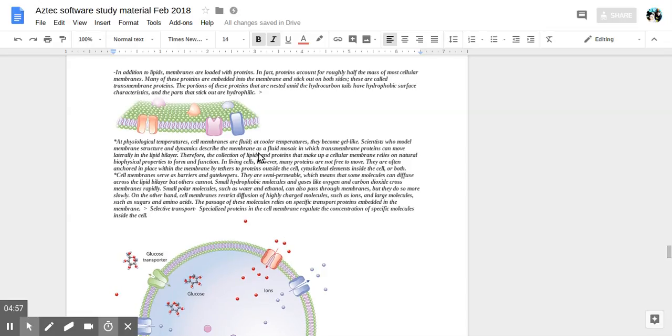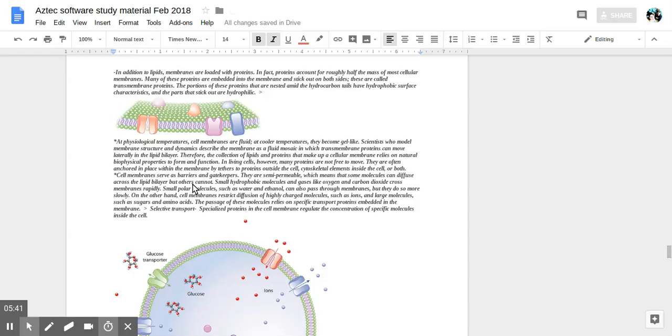Scientists who model membrane structures and dynamics describe the membrane as the fluid mosaic, in which transmembrane proteins move laterally in the lipid bilayer. Therefore, the collection of lipids and proteins makes up a cellular membrane, relying on the natural biophysical properties that control the form and function of the membrane, as well as the temperature, etc. In living cells, however, many proteins are not free to move. They are often anchored and placed within the membrane by tethers to proteins outside the cell or the cytoskeletal elements inside the cell, or both.